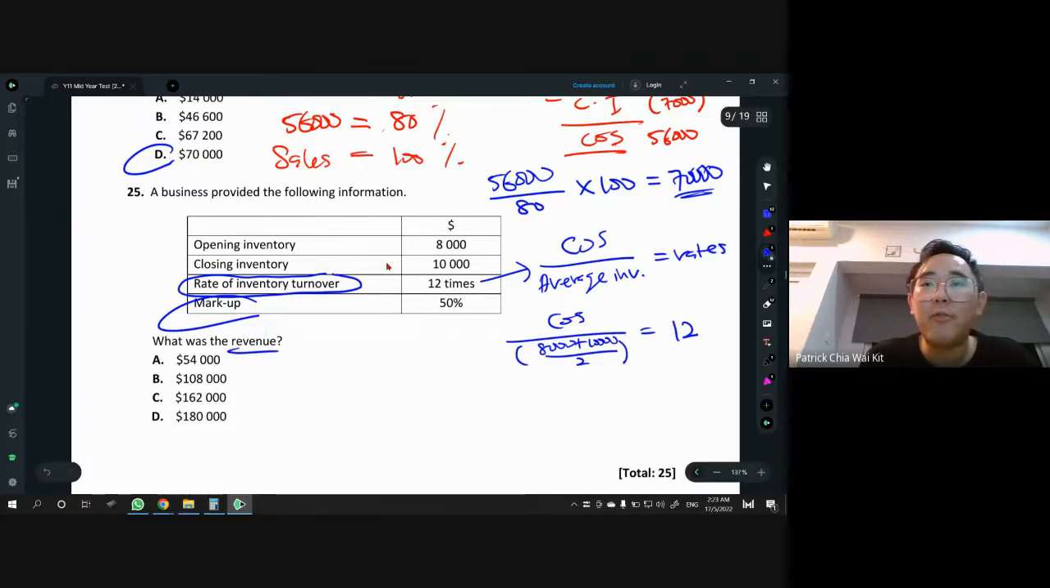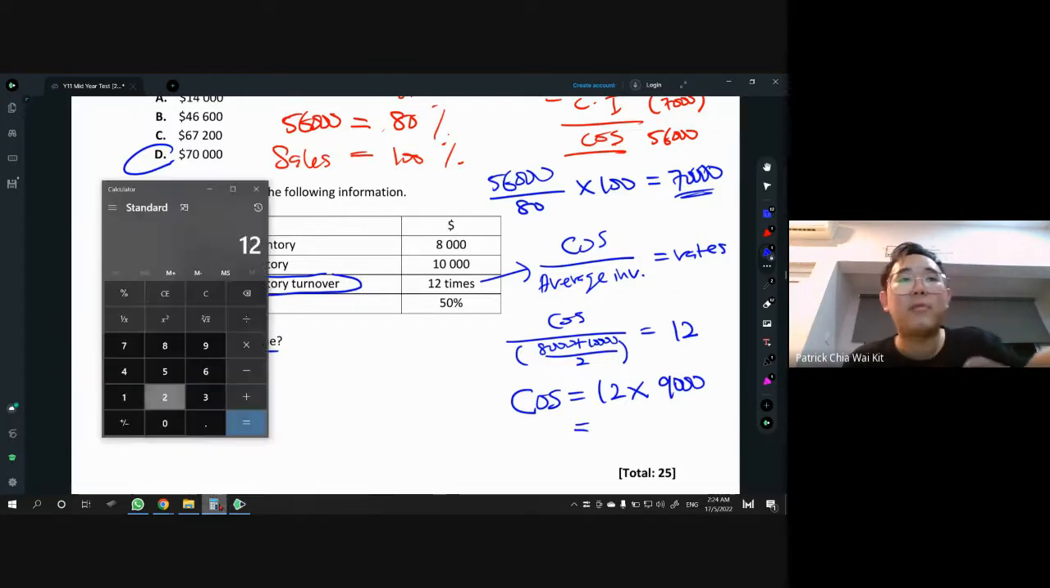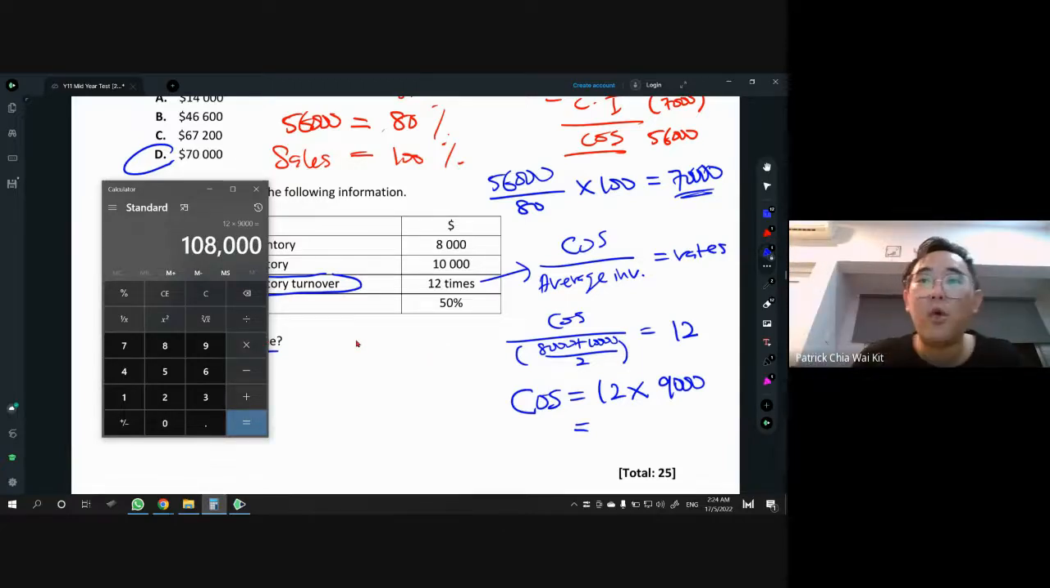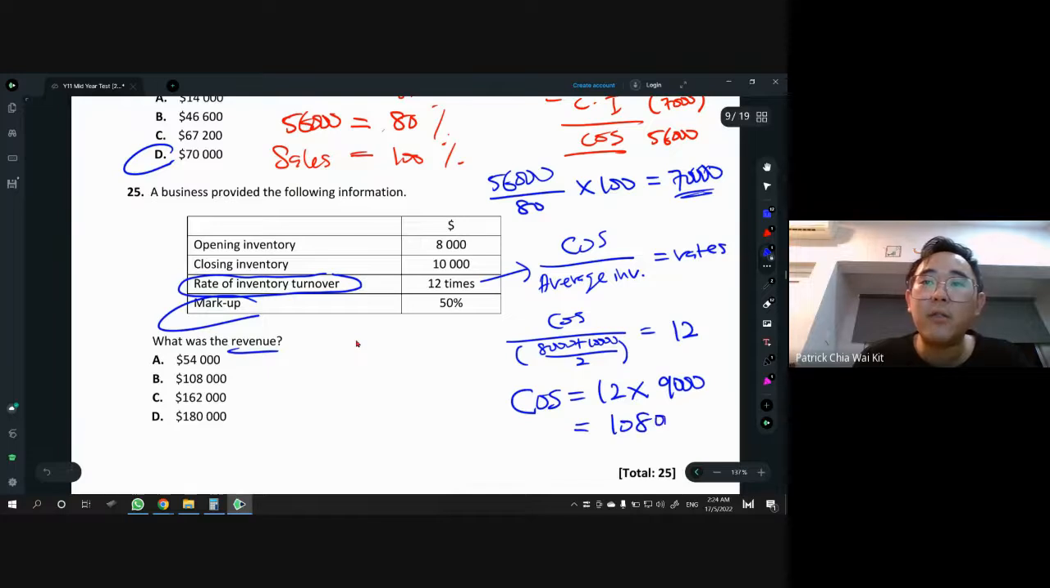So what you do is to find cost of sales first, right? Cost of sales equals to 12 times 9,000. Okay, 9,000 is the average inventory. So we get the answer 12 times 9K, 108. Okay, 108,000. So this is our cost of sales.